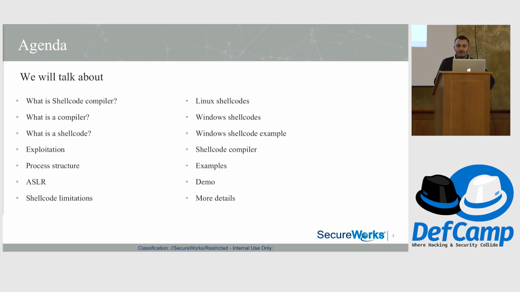We'll see some examples on Linux shellcodes. We'll see how Linux shellcodes work and how Windows shellcodes work. Also, we will have a Windows shellcode example. We'll see step by step how it is written, and then we will see how shellcode compiler can make this easier. I will present you a few examples and 1 or 2 demos and some other details that might be useful for you.